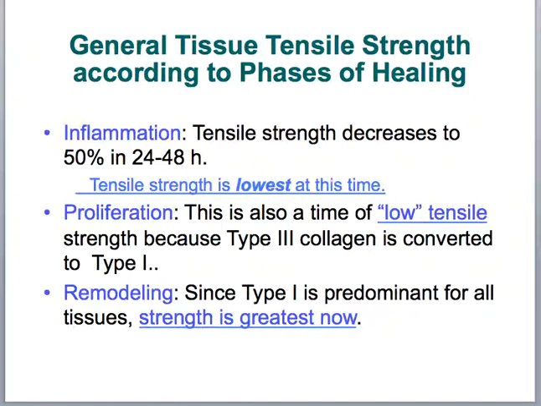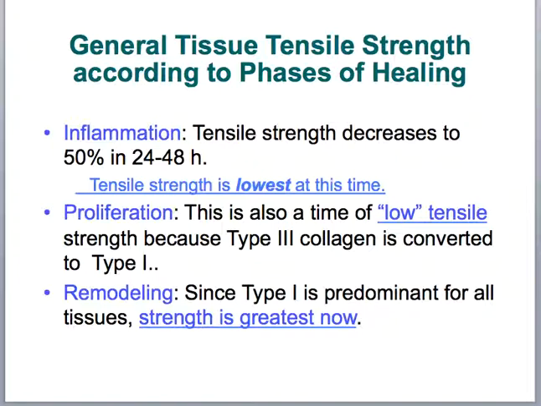The second phase is the proliferation phase. This is also a time of low tensile strength because our collagen type 3 is converting over to type 1 collagen. That collagen type 3 is really weak, and so it takes a while for tensile strength to increase even when the type 1 has been starting to lay down.